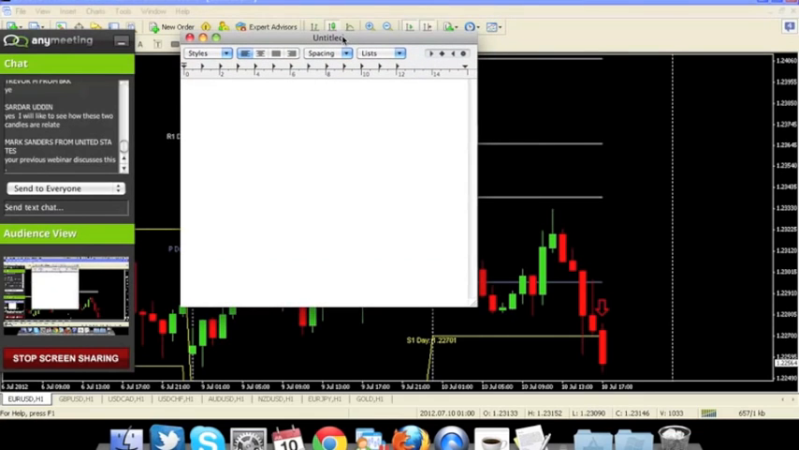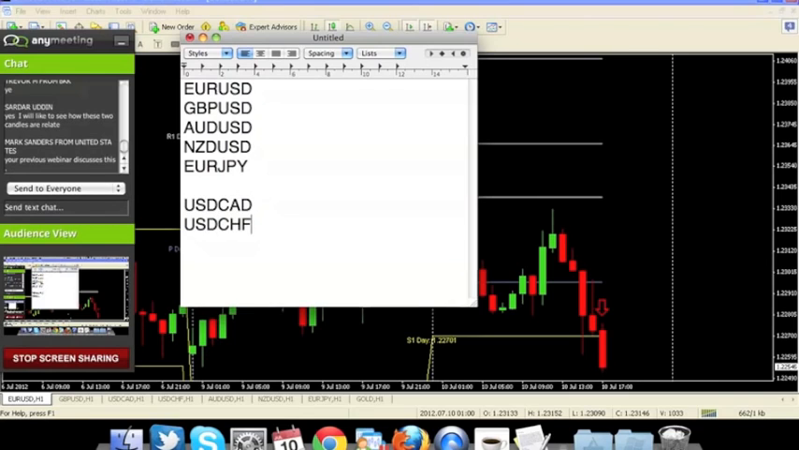Okay. I trade 7 pairs: Euro USD, pound dollar, Aussie dollar, New Zealand dollar, Euro yen, and US dollar CAD, US dollar Swiss franc. These pairs that I wrote on top, they move together. These pairs that I wrote on bottom, they move in the opposite direction.